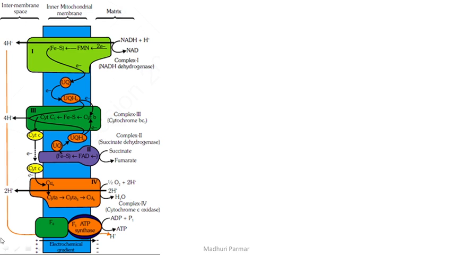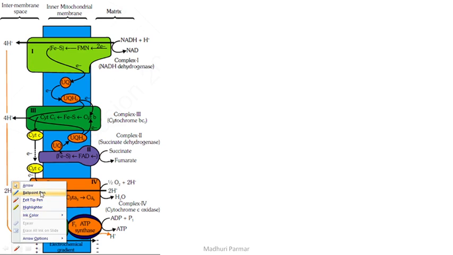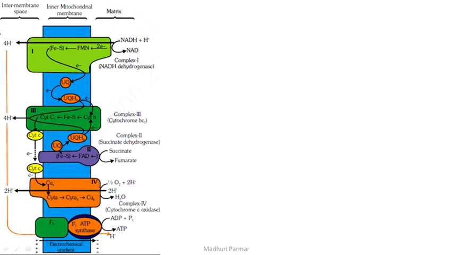So this here is the intermembrane space. Then you have the inner mitochondrial membrane and the mitochondrial matrix on the right hand side. On this mitochondrial membrane, which is shown in blue color, you have these 4 complexes, 1, 3, 2 and 4. We will see why this sort of arrangement is shown.